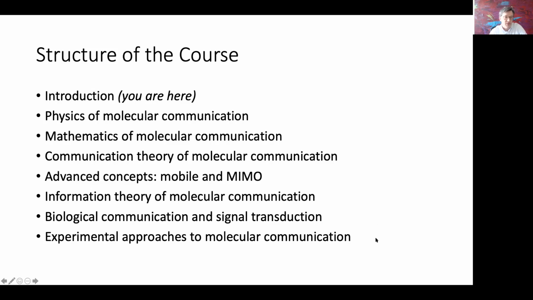And finally, as I mentioned, I'm going to show you some experimental approaches to molecular communication. I'm going to give you some examples of devices that we use in the lab that are very inexpensive, that don't require a lot of expertise, that are basically just hacked together components that you find off the shelf, or that you can order online for very cheap. You don't need a big complicated lab for this.